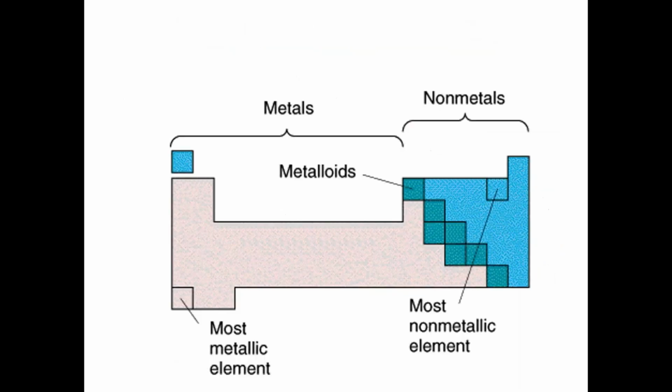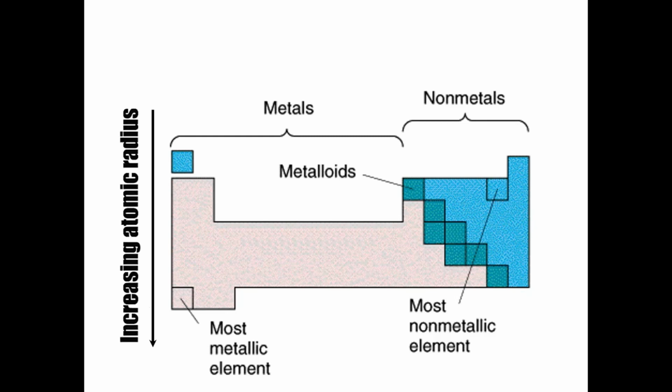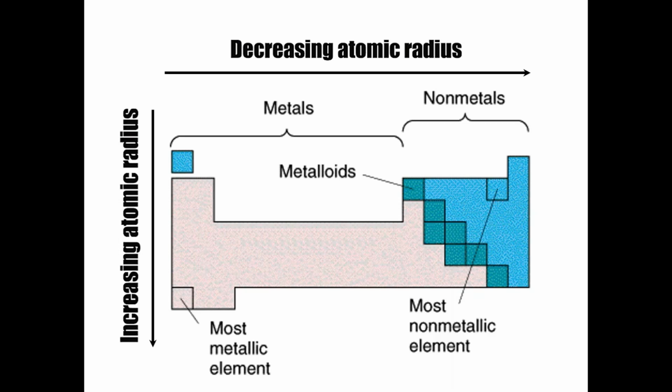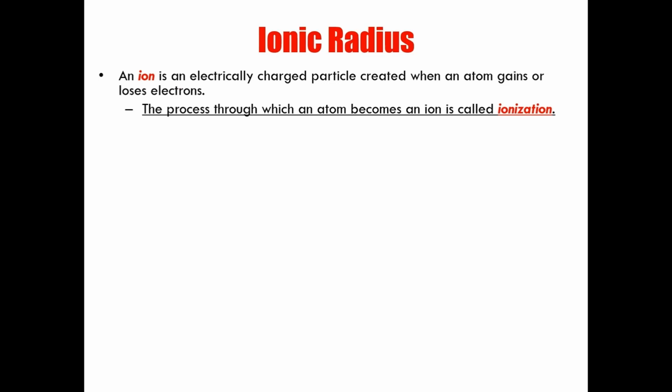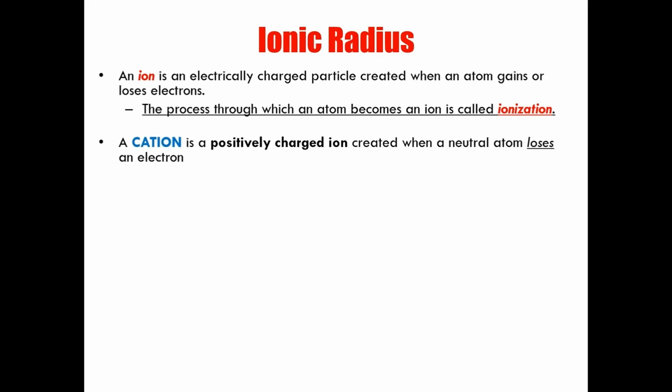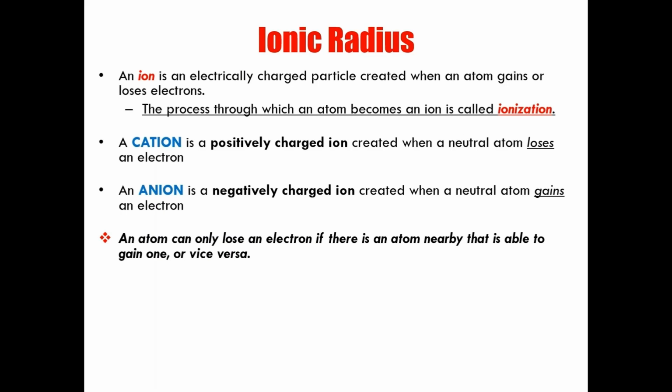So to review, as you go down a group on the periodic table, you're increasing atomic radius. As you go across from left to right on the periodic table, you're decreasing atomic radius. It's important to note the relationship between atomic radius and ionic radius. To review, an ion is the charged form of an atom when it gains or loses an electron. A cation is a positively charged ion that occurs when an atom loses an electron. An anion is a negatively charged ion that occurs when an atom gains an electron.